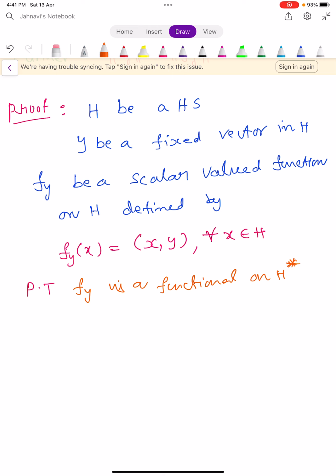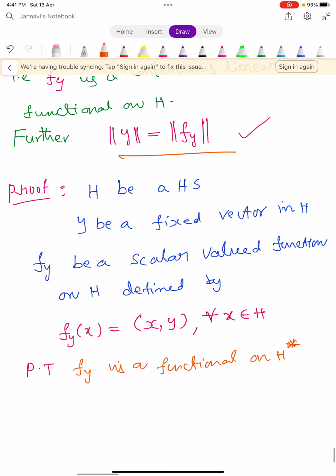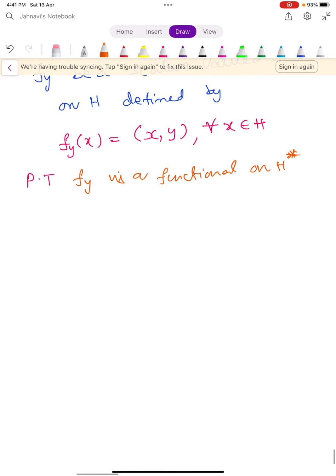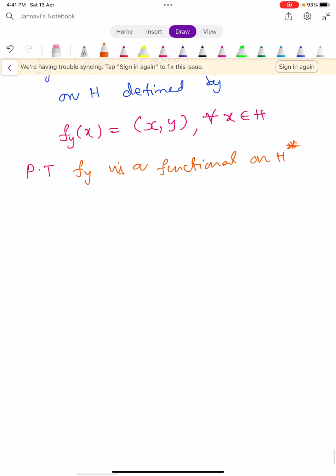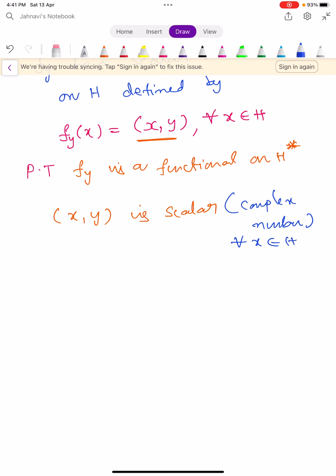Further we show that norm y is equal to norm fy. By definition, fy of x is equal to the inner product of x comma y. This inner product of x comma y is a scalar, especially a complex number. We treat it as a complex number for all x belonging to capital H. That is, this fy is a mapping from capital H to C.